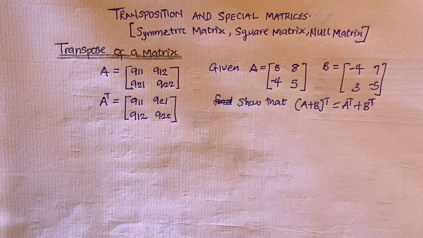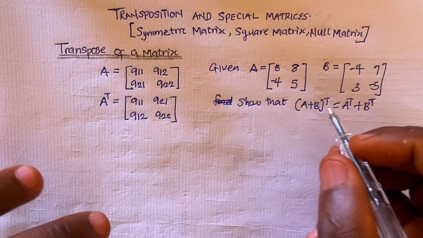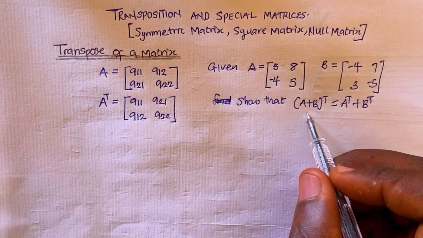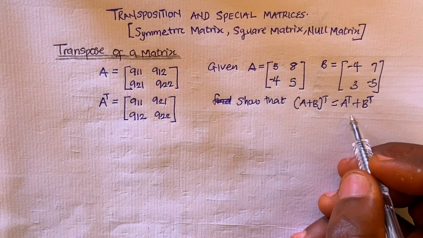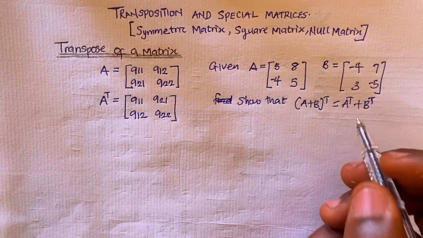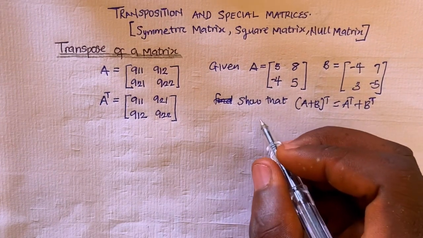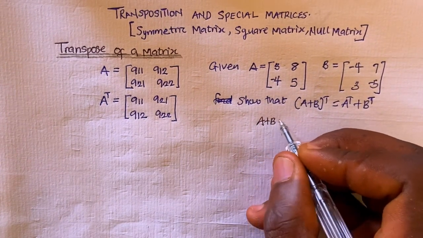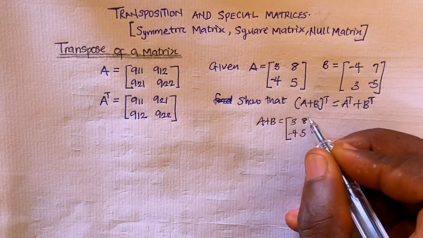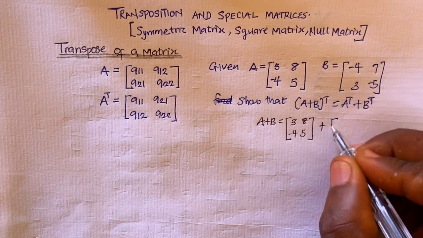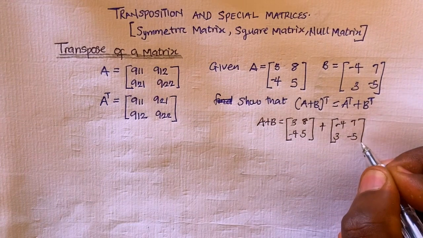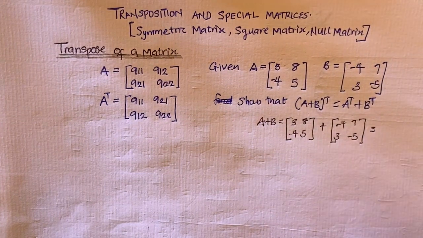So what I'm going to do in this case is that I will have to find my A plus B. I can start in whichever side. I can choose to start from the left hand side or to start from the right hand side. So my A plus B is going to be 3 minus 4, 8 and 5, then plus minus 4, 3, 7 and minus 5. Right?